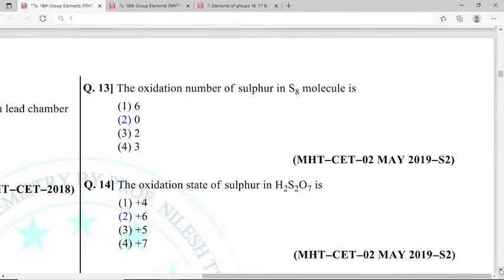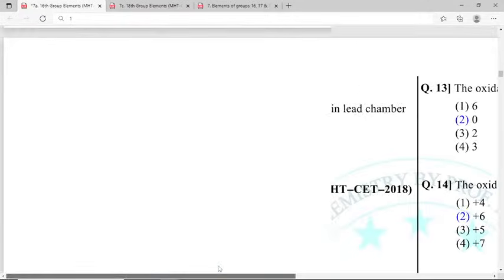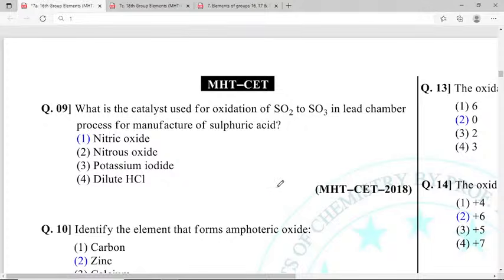Okay, next question. What is the catalyst used for oxidation of SO2 to SO3 in lead chamber process? Same, nitric oxide. Nitric oxide is used as a catalyst to convert sulfur dioxide into sulfur trioxide.